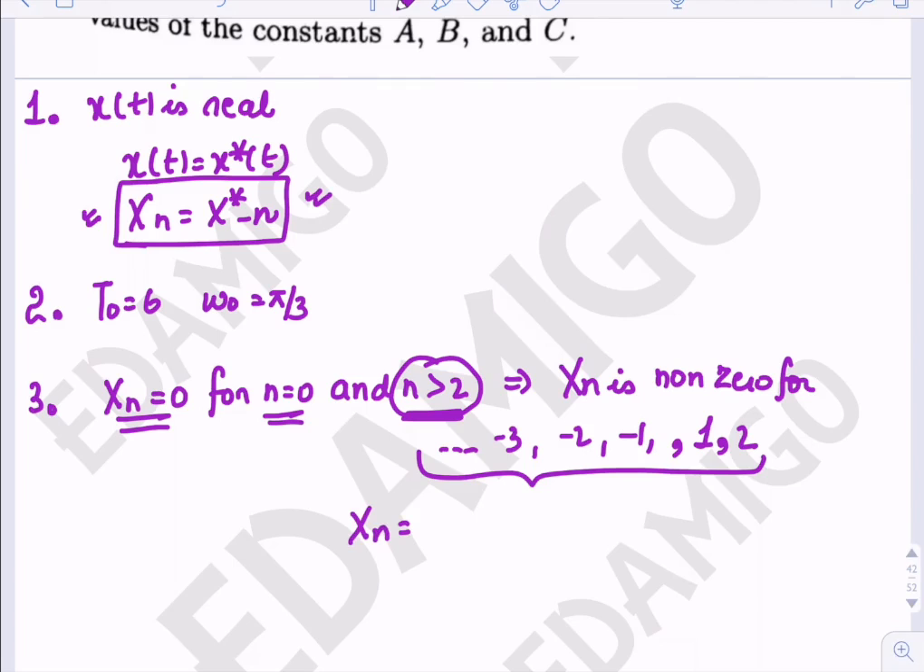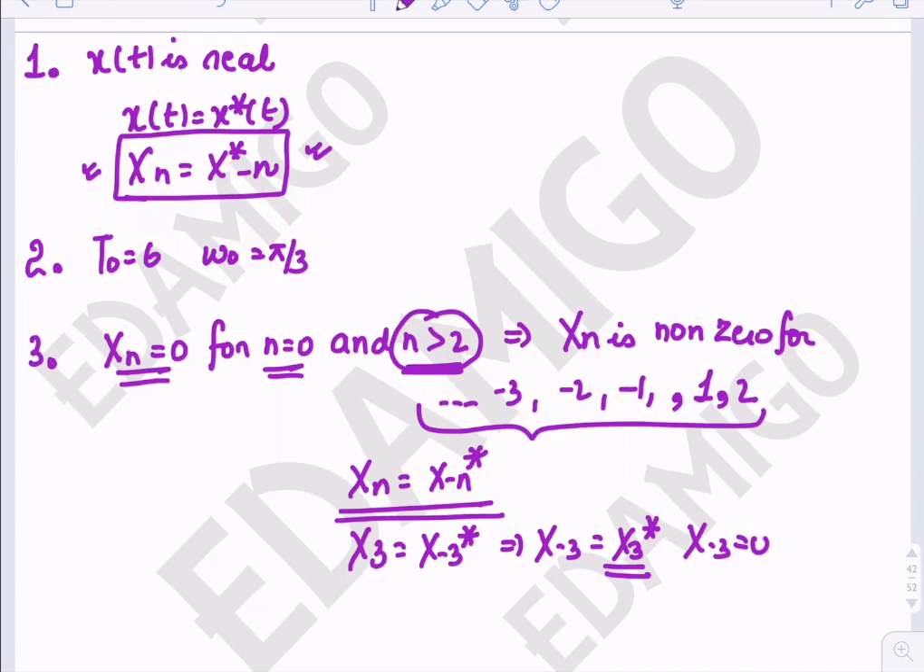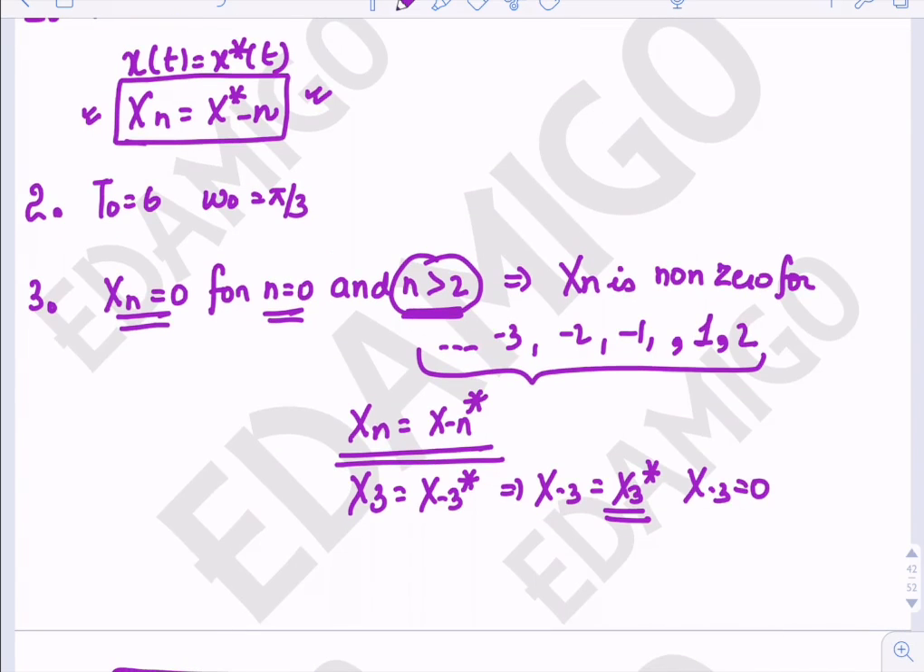since x[n] is equal to x[-n] conjugate, and since x[n] is 0 for n equals 3, 4, 5 and 6 and so on, we can see that x[3] is equal to x[-3] conjugate, or we can say that x[-3] equals x[3] conjugate. Now since x[3] is equal to 0, x[-3] will be 0, right? Similarly, x[-4] will be 0, x[-5] will be 0.